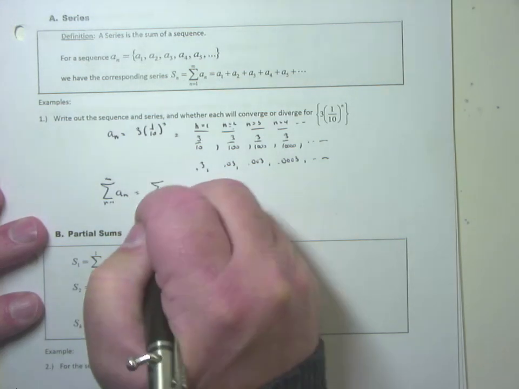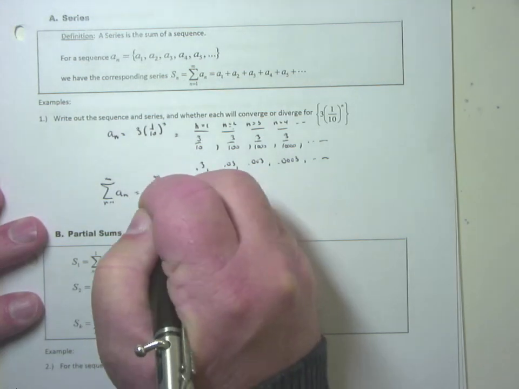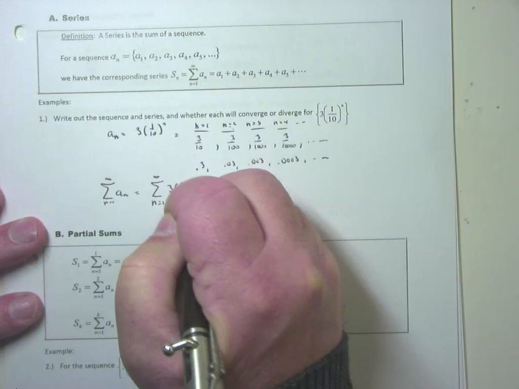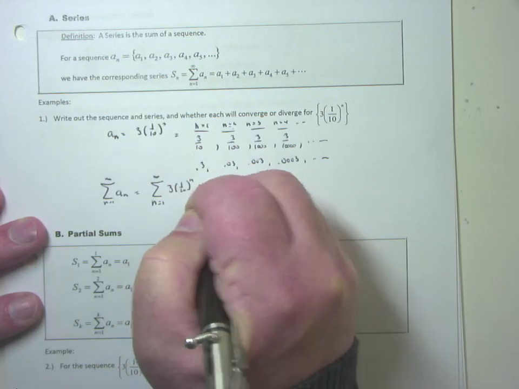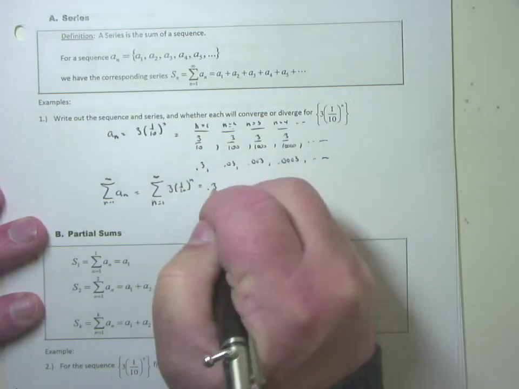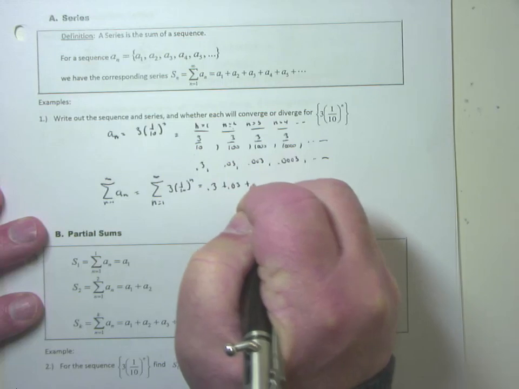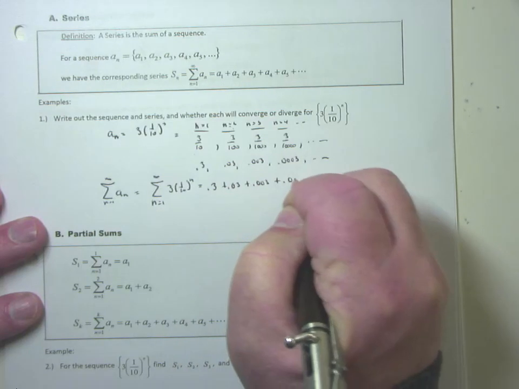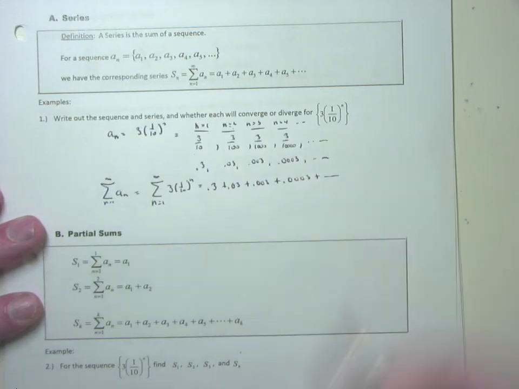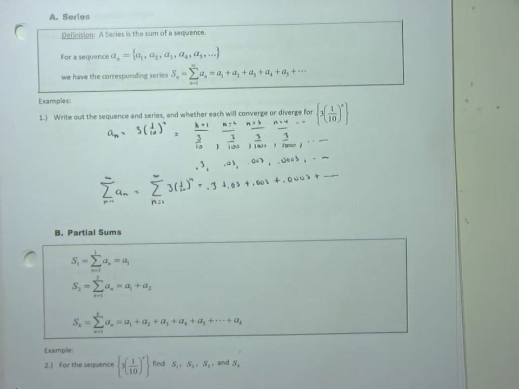This would be the sum, as n goes from 1 to infinity, of 3 times 1/10 to the n power. This would be 0.3 plus 0.03 plus 0.003 plus 0.0003 plus dot, dot, dot. So for a lot of people, series is very difficult to get their heads around. Because, number one, we're talking about a sequence. That's a listing of the numbers. And we can see by limits if this thing is going to converge or diverge.